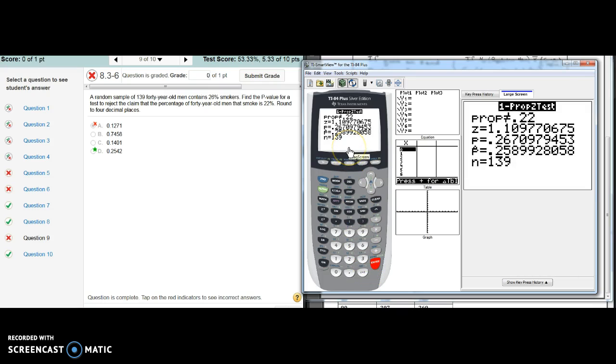And we are asked to find the p-value, which is 0.267. None of those are available, but we're going to have to go with the closest one offered to us, and you can see that 0.2542. Because I had to round the 26% of 139, that gave us a slightly different p-value, but it will be close, and they vary enough between these four choices that D was the one that should have been the correct answer.